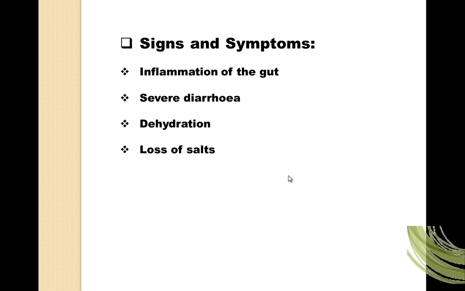Signs and symptoms: inflammation of gut, severe diarrhea, dehydration, loss of salt. Means what? During diarrhea we lose much more water through the diarrhea. So this condition is called dehydration.